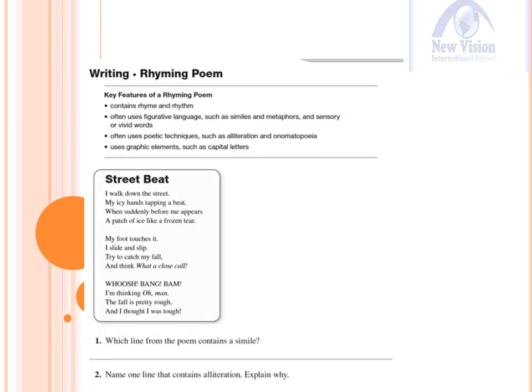At this point, answer your Reader's and Writer's Notebook on page 317. For our first question, which line from the poem contains a simile? And number 2, name one line that contains alliteration. Explain why. Please take your time to answer. Pause this video and answer the given two questions.